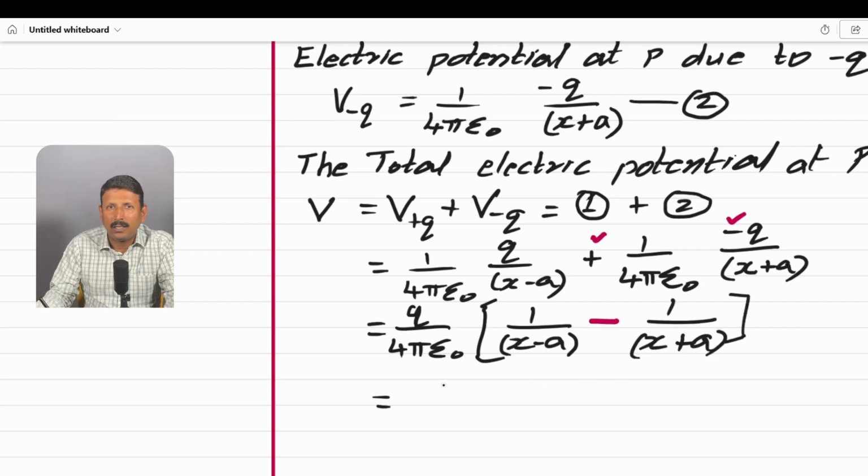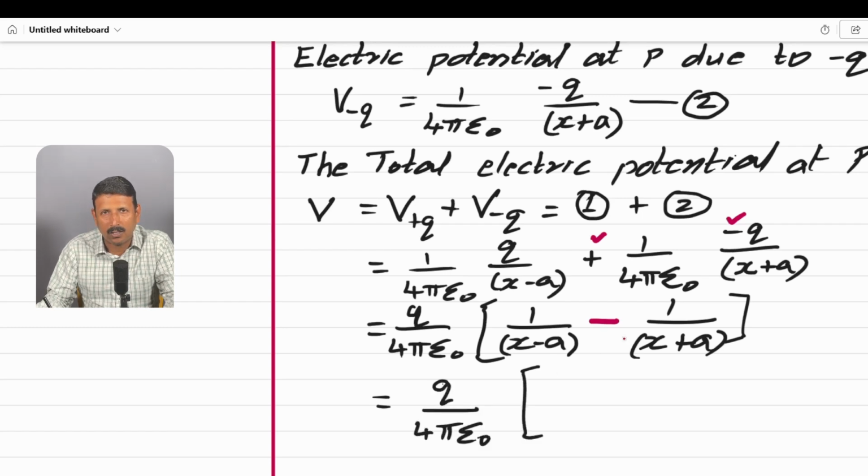Then actually there is a plus, but the second term having a minus Q, so the overall result will be, in the middle, minus will come. Minus 1 by x plus a. Now we work on this like normal LCM work, okay.